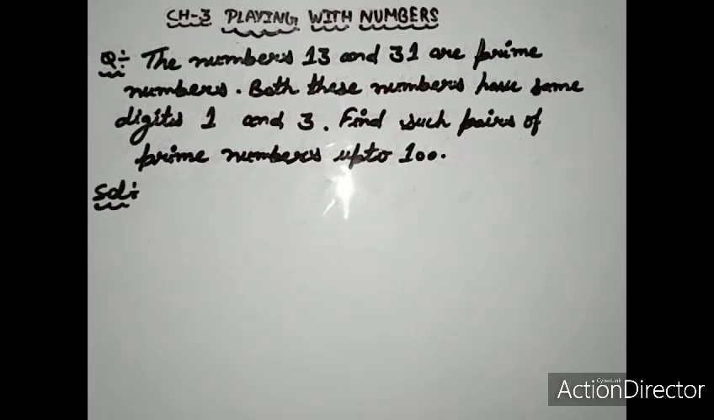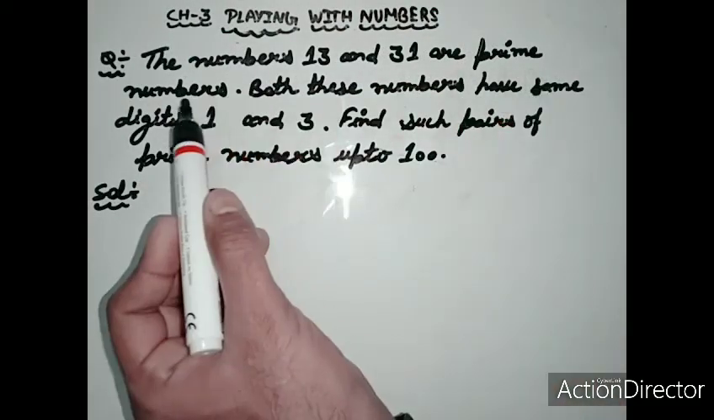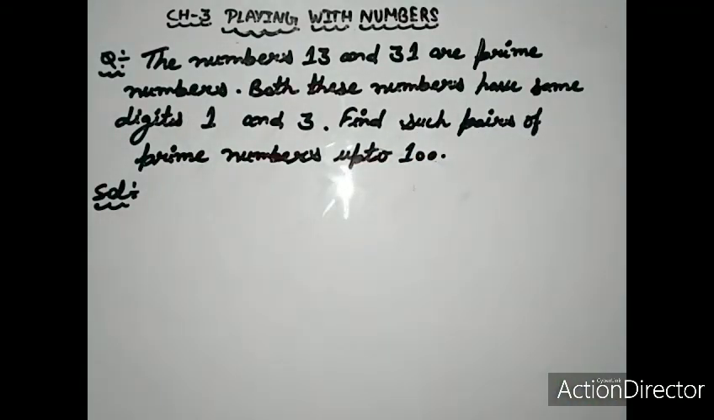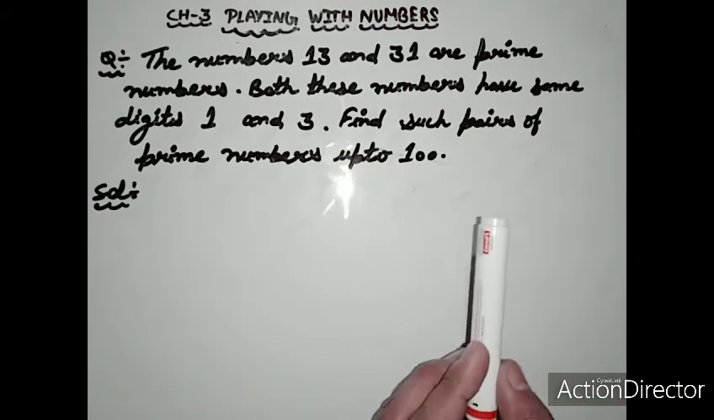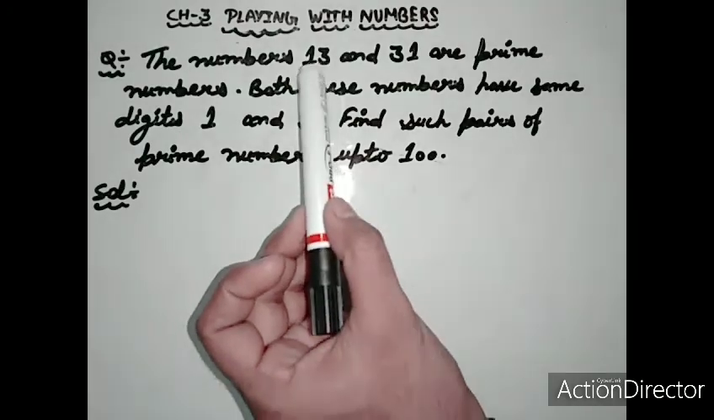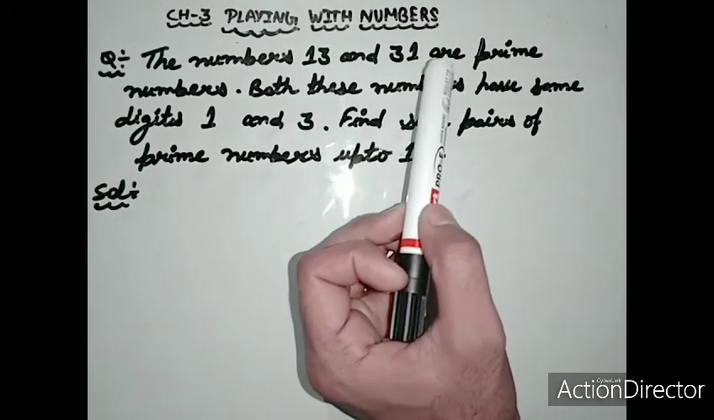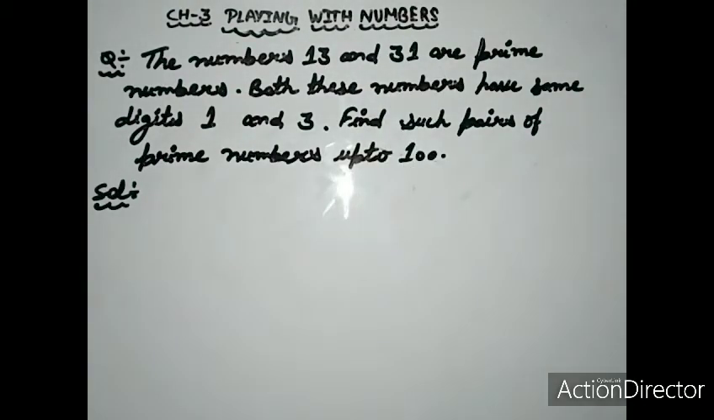Now students, the next question is, the numbers 13 and 31 are prime numbers. Both these numbers have the same digits, 1 and 3. Find such pairs of prime numbers up to 100. It means these two numbers have the same digits, 1 3 and 3 1. 13 has 1 and 3, and 31 also has 1 and 3. So we find these types of pairs of prime numbers up to 100 which have the same digits.